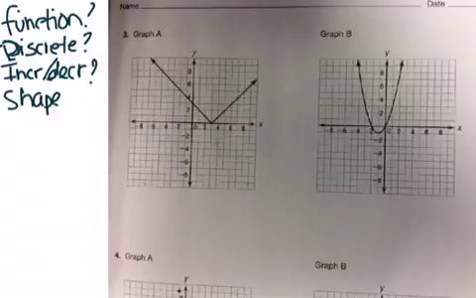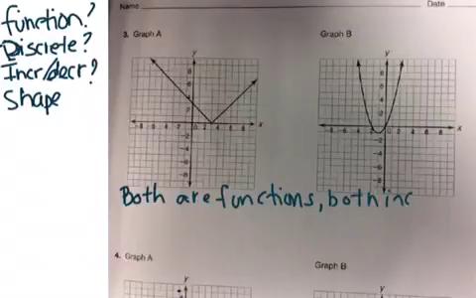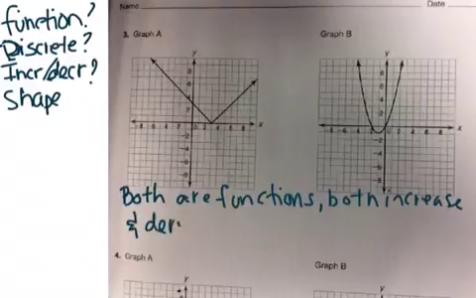So why do you think they would have put these two graphs together? First of all, are they functions? So, yeah, we're going to put both are functions. And then, Case, what were you going to say? I was going to say they're both increasing and decreasing. Good. Both are functions. Both increase and decrease. Why else? Are they discrete or continuous? They are continuous.